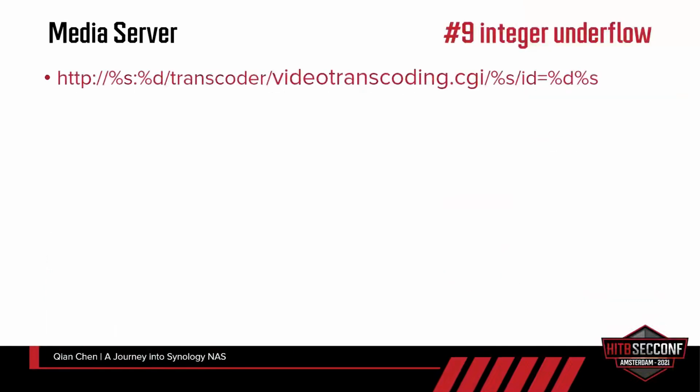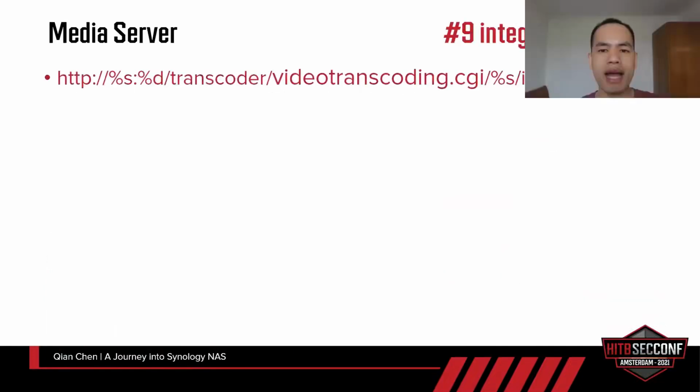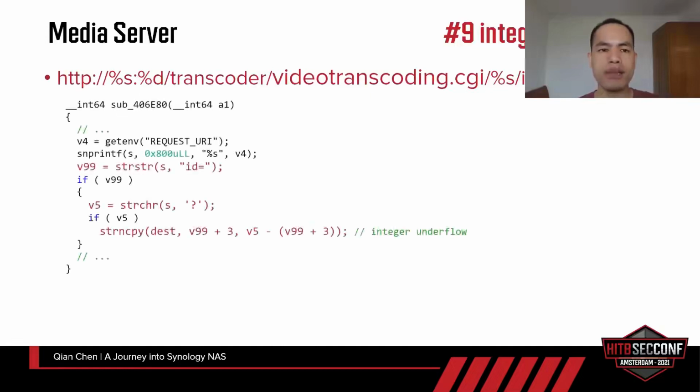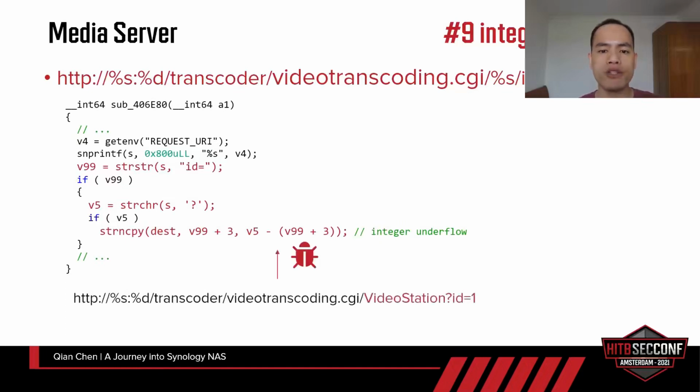One of them is the video_transcoding.cgi API. Here is the requested URL format. Part of the code snippet to handle the request is as follows. It expects the URL to be in a specific format. But what if the URL violates the format? It's obvious that by crafting a URL like this, we can trigger an integer overflow when calling strncpy.